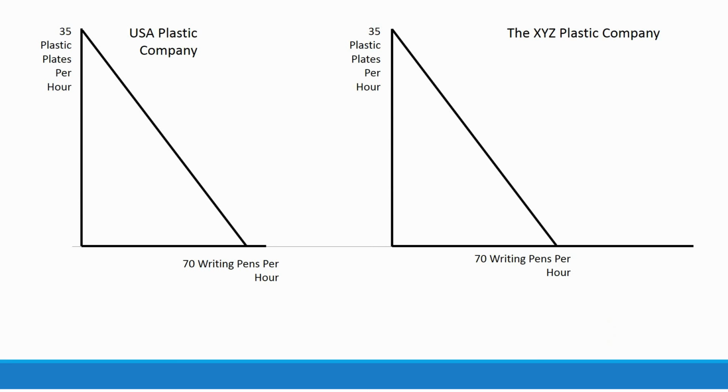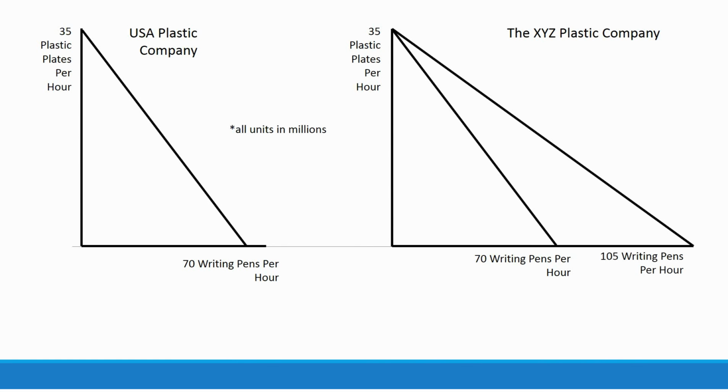Let's go back to our PPC curve. Okay, so this was the initial PPC curve that I showed you, and the XYZ company, where basically workers put together the entire pen by themselves. It's one of the reasons why they are not productive and only producing 70 writing pens per hour. Now, after they get the division of labor, they are able to make more pens per hour than if one individual made them by themselves.